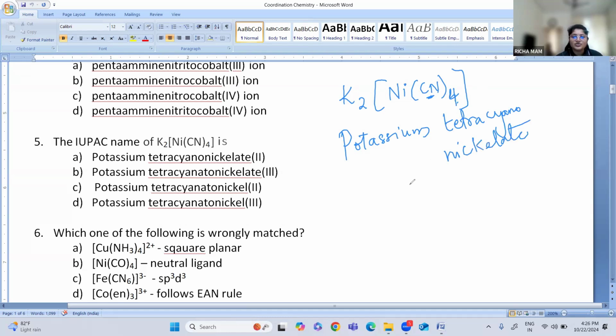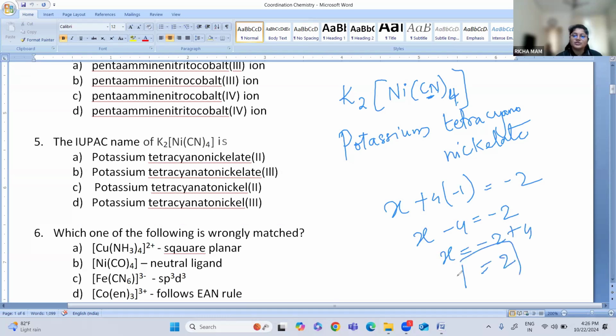Then if you find the charge on this complex, X plus 4 into minus 1 is equal to minus 2. X minus 4 equals minus 2. X is equal to minus 2 plus 4, which equals 2. So the charge on this is 2. Understood? So option A is the answer. The IUPAC name of this complex is potassium tetracyano nickelate(II). I hope it is clear.